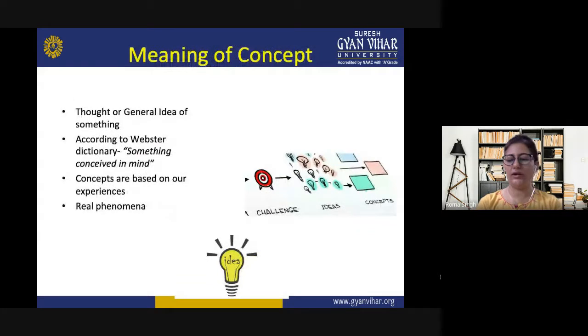So let us take a look first at the meaning of the concept. A concept is a general idea of something which comes to our mind. According to the Webster dictionary, it is something which is conceived in our mind. So concepts can be based on our experiences or real phenomena. And this is how we have to organize them into a proper visual. For this, a concept map can be a great help.